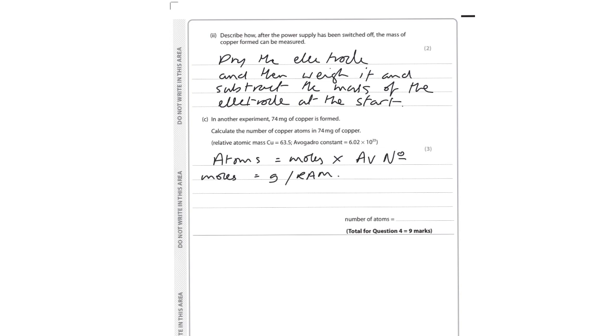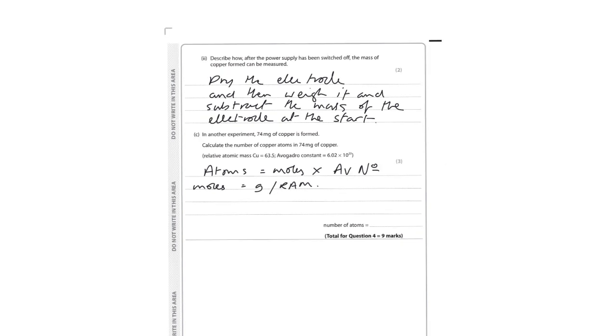So what you need to do is take your 74 milligrams and turn it into grams. Well, a milligram is 1,000th of a gram, so you need to divide it by 1,000 to get grams. So 74 divided by 1,000 equals 0.074 grams. That was the first mark.